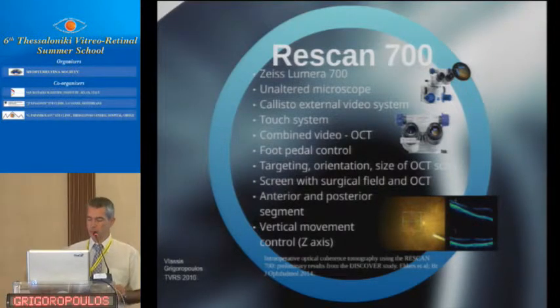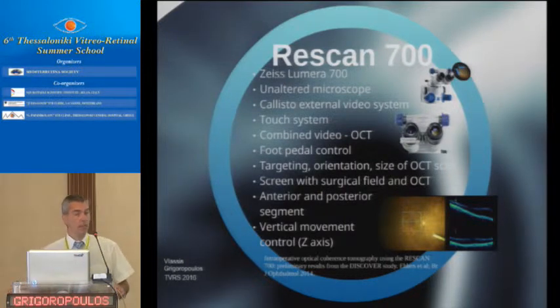On the screen, you can see the surgical field and the OCT, and you can see it here in the right-hand piece. The right eyepiece shows you the surgery plus the OCT, and the left one shows only the surgery. You can see a picture there. It's very good to use for anterior and for posterior segment cases, and eliminates the problem with the z-axis, as I told you before.